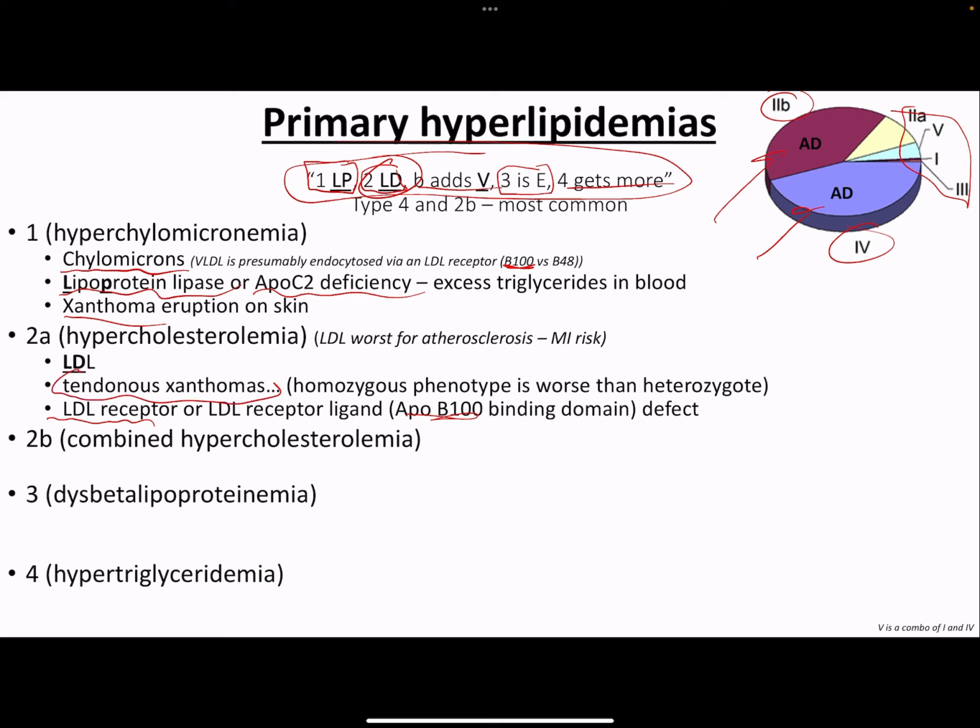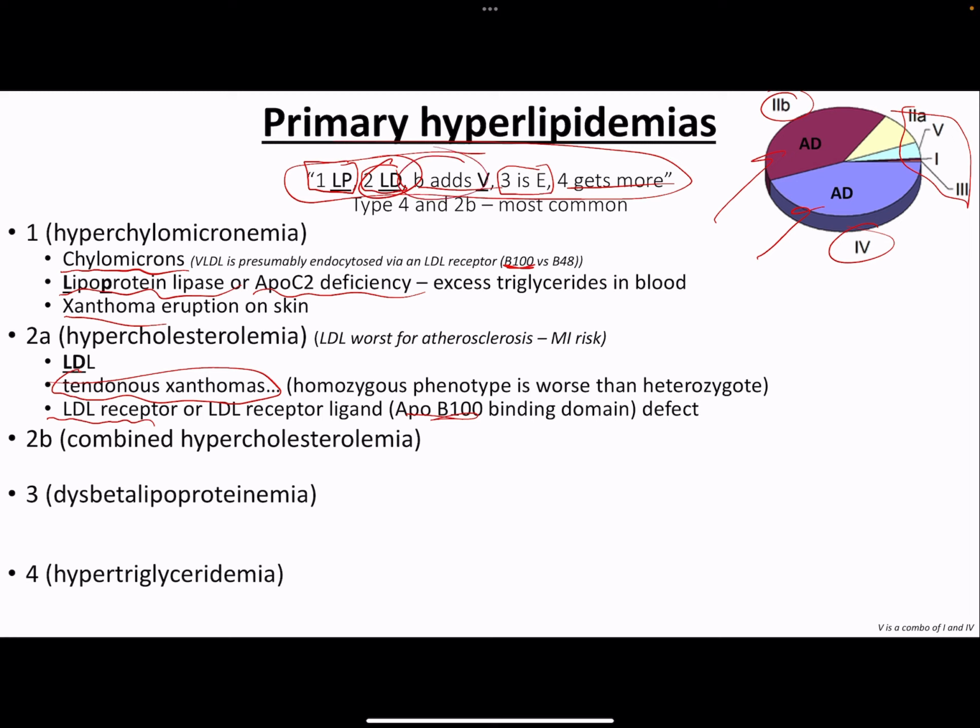And you get xanthomas, as makes sense for all of these, but I would just know that they're tendinous, right? They'll tell you in a vignette where it is, and they'll tell you the blood levels too. Even if you didn't memorize which xanthoma goes where, you should still be able to figure it out. But this is an extra useful pro tip if you know where they are.